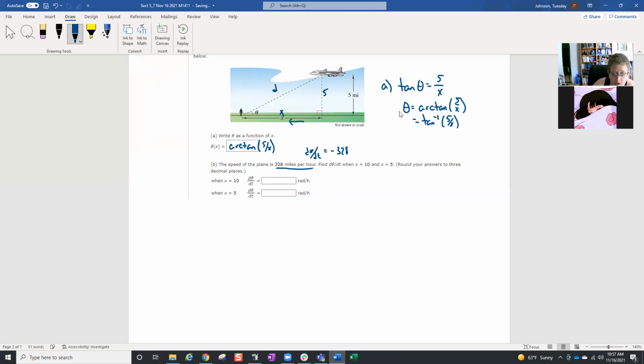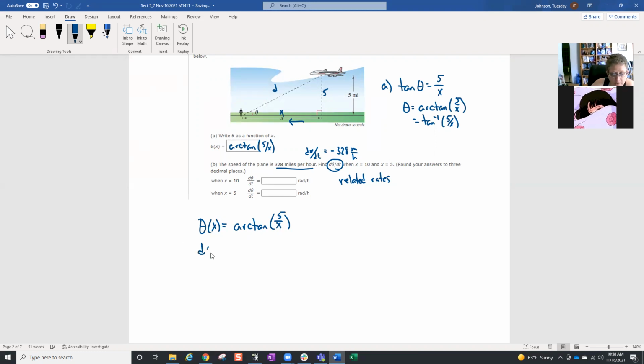Miles per hour. Find dθ/dt when x equals 10 and when x equals 5, round to 3 decimal places. Here we go. So we start with θ(x) is the arctangent of 5 over x. We're looking for related rates, taking us all the way back to section 2.6.